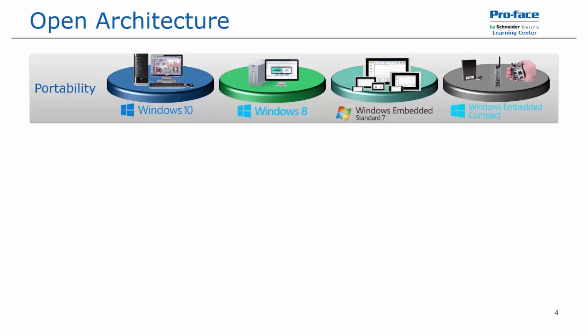And what we mean by open architecture is three main facets. The first is portability, where the software can be used to develop a single application or multiple applications that can be used across several operating systems. This includes all of the standard Windows operating systems to Windows Compact or Embedded, and also Windows servers.